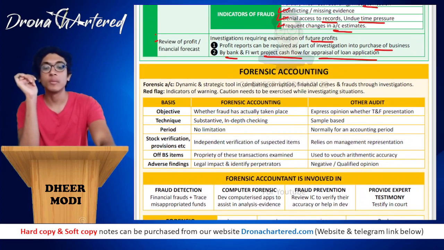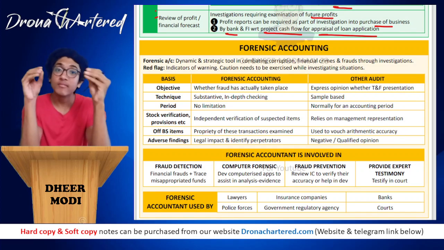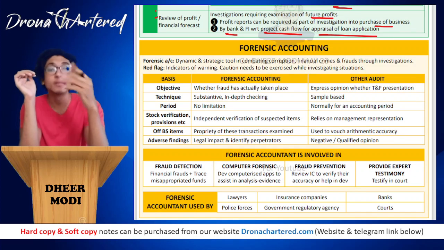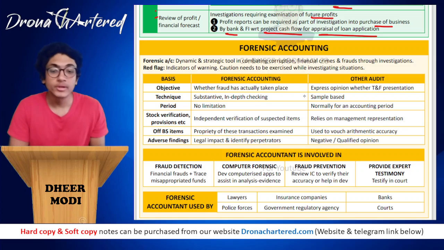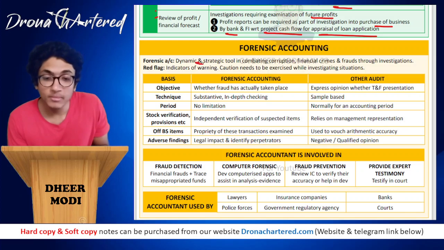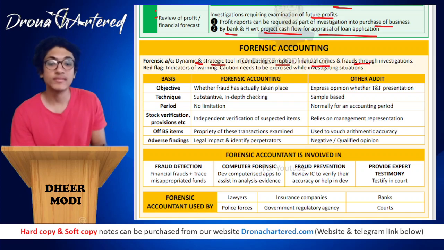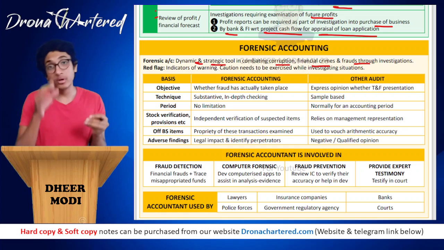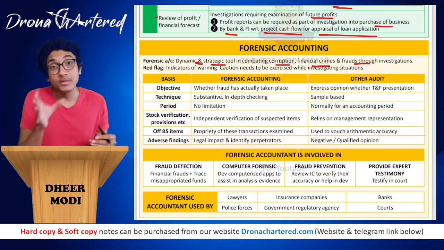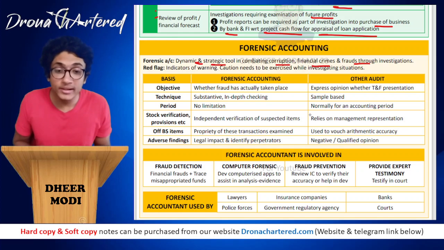Now what you have to remember, earlier this was forensic auditing. Anywhere where audit was used, you have to replace it with accounting. So it is now called forensic accounting. Forensic accounting is a dynamic and strategic tool in combating corruption, financial crimes, and frauds through investigation. Your entire forensic accounting is only related to frauds.